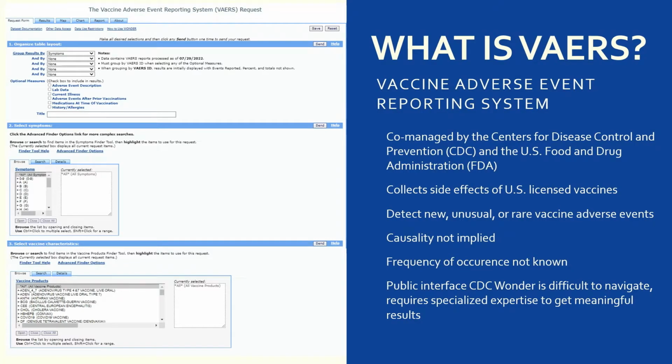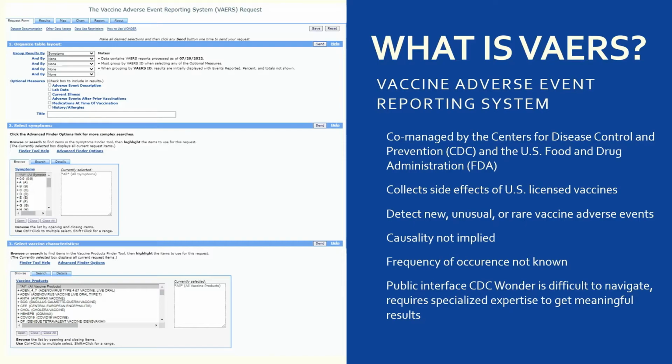The Vaccine Adverse Event Reporting System, co-managed by the Center for Disease Control and Prevention, CDC, and the U.S. Food and Drug Administration, FDA. Its purpose is to detect new, unusual, and rare vaccine adverse events. Causality is not implied, and the frequency of occurrence is unknown. VAERS collects information on U.S. licensed vaccines since 1990. Physicians must report certain types of side effects that are listed in the VAERS table of reportable events following vaccination. Proven causal link between the side effect and the vaccine is not required. However, there is often a compelling correlation and incident numbers worthy of concern, warranting further investigation that may ultimately become added to the official warning labels.